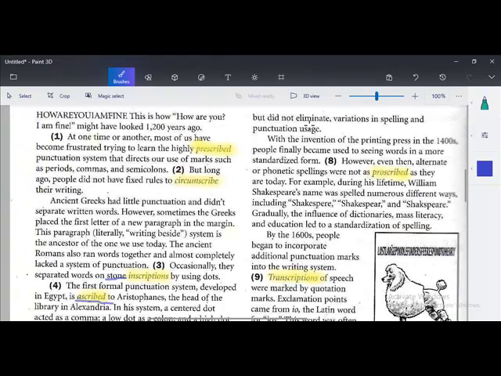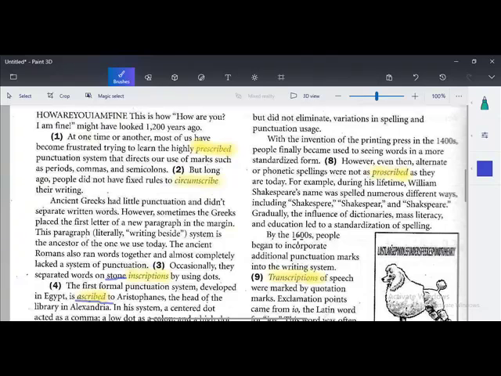But it did not eliminate variation in spelling and punctuation usage. With the invention of the printing press in the 1400s, people finally became used to seeing words in a more standardized form. However, even then, alternate or phonetic spellings were not as proscribed as they are today. For example, during his lifetime, William Shakespeare's name was spelled numerous different ways. Gradually, the influence of dictionaries, mass literacy, and education led to a standardization of spelling. So, proscribed, we said, like no smoking, means to set certain rules.